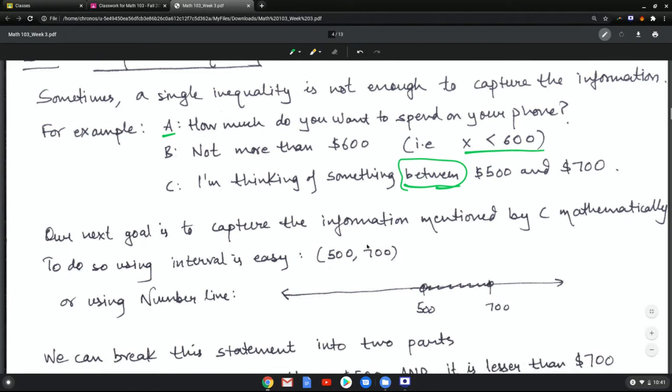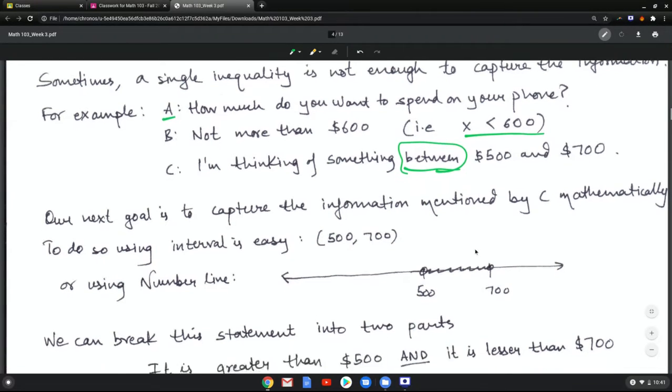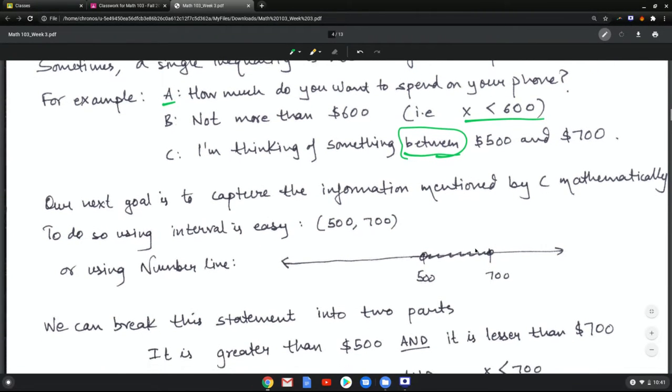As an interval, it's easy. You say 500 comma 700. Using a number line is easy. That's what it is. But what about using inequality? Well, you may say, if we can already write it in these two forms, why do I care about the inequality? The point is, the inequality itself is a tool, and when we have a tool, we want to know the extent of its use. Can it be used for everything that it is designed for?